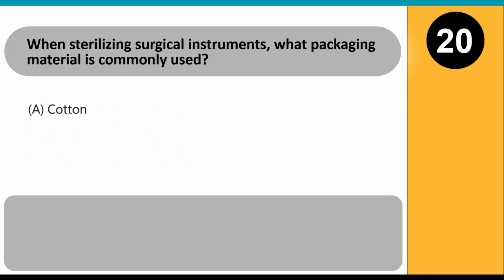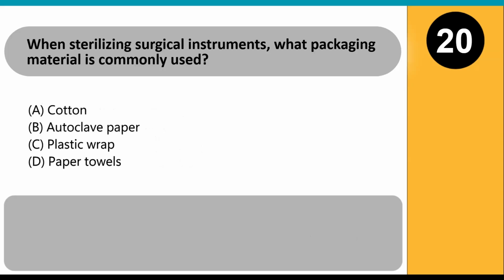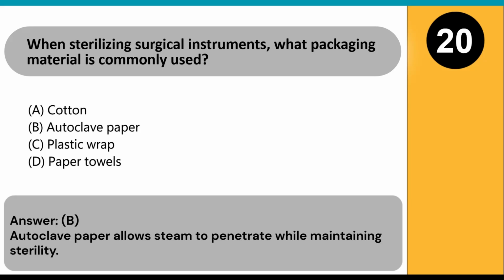When sterilizing surgical instruments, what packaging material is commonly used? A. Cotton. B. Autoclave paper. C. Plastic wrap. D. Paper towels. Answer B. Autoclave paper allows steam to penetrate while maintaining sterility.